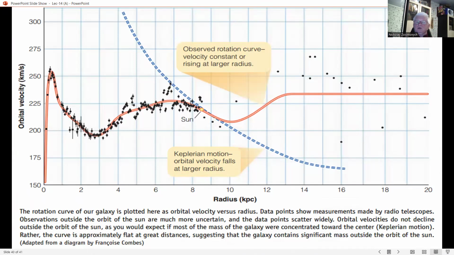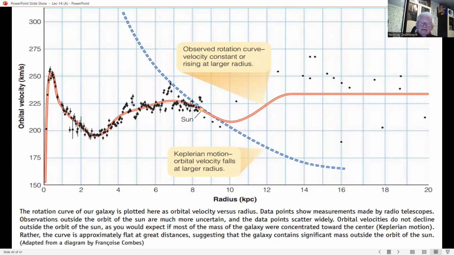A graph of the orbital velocity of stars at various orbital radii in the galaxy is called a rotation curve. If all of the mass in the galaxy were concentrated at its center, then orbital velocity would be high near the center and would decline as you moved out. This kind of motion is called Keplerian motion because it follows Kepler's third law. A good example is our own solar system, where nearly all of the mass is in the Sun.